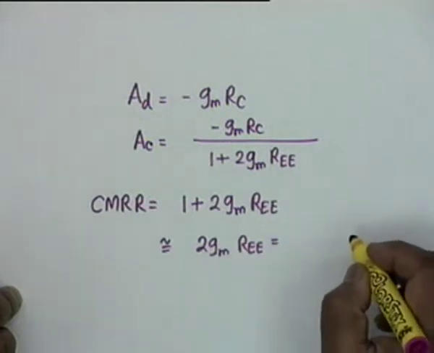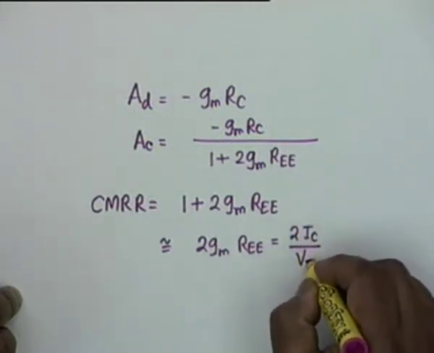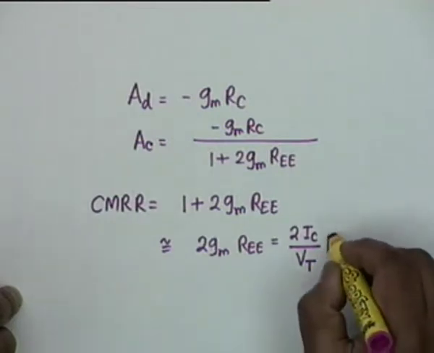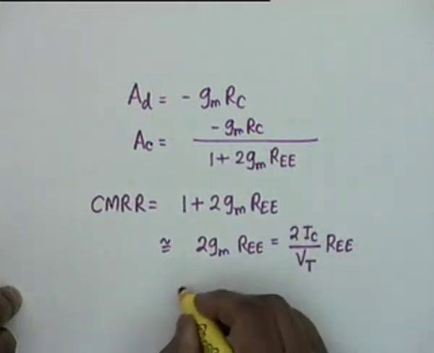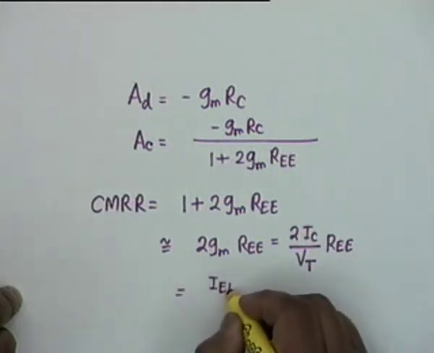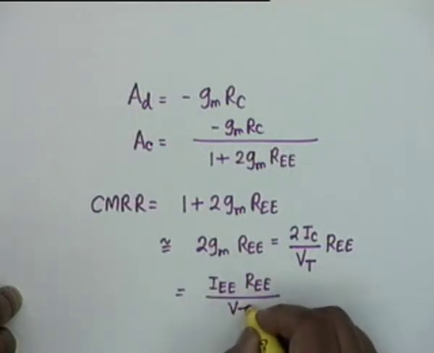What is gm? gm is twice IC divided by VT. Okay? And what is twice IC? It is equal to IEE divided by VT.